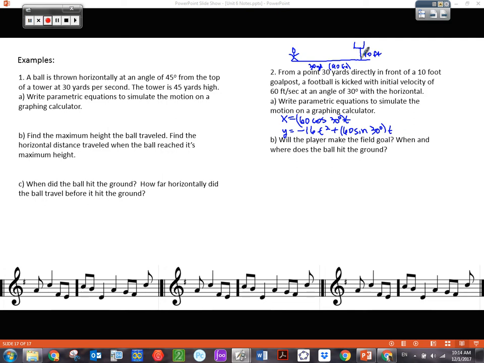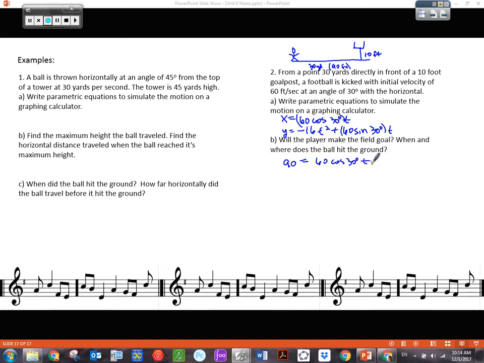So will the player make the field goal? Well, what I need to know is what is the height when the ball is at 90 feet? That's what I need to know, right? How high is it when the ball's at 90 feet? Then I'm going to be able to tell whether he made it or not. So if the height is over 10 feet, yes, he made it. If it's under 10 feet, no, he didn't make it. So I need to use my horizontal displacement equation. I need to say 90 equals 60 cosine 30 degrees t. I need to find that t.